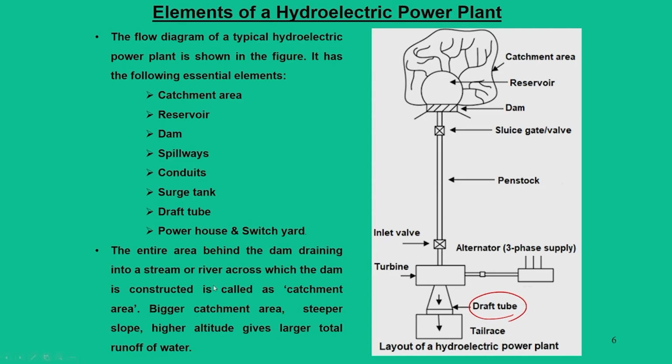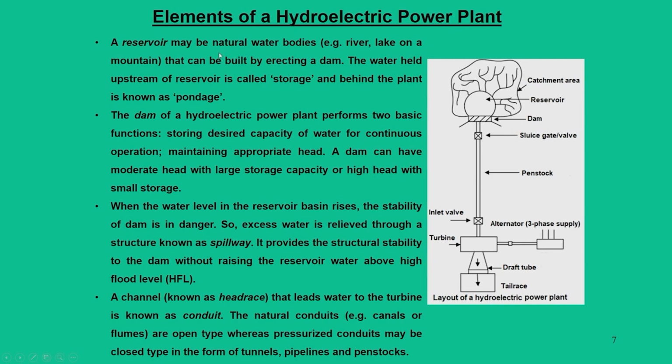So, these are the essential components. I explained about the catchment area and dam. Then we have the reservoir. These are natural water bodies, like a river or lake. A dam has to be constructed, because we need continuous operation of the turbine. So, we need to have a storing capacity. That means, we must have an estimate of how much water, or what volume flow rate of water, is available, while maintaining an appropriate head. So, one can think of a dam with a moderate head and large storage capacity, or a high head with small storage. These two possibilities we can think of while constructing a dam.